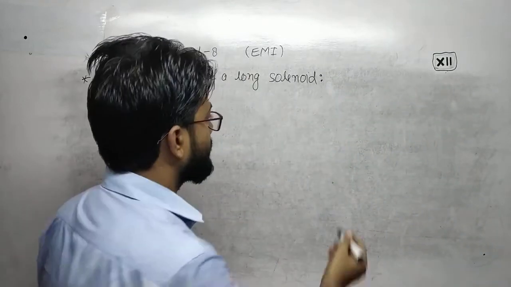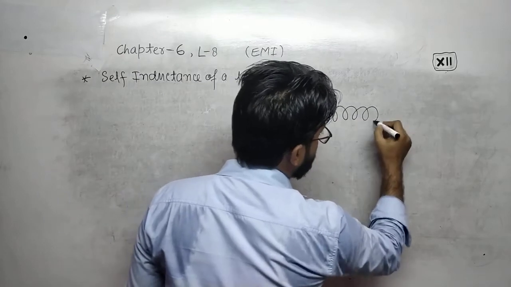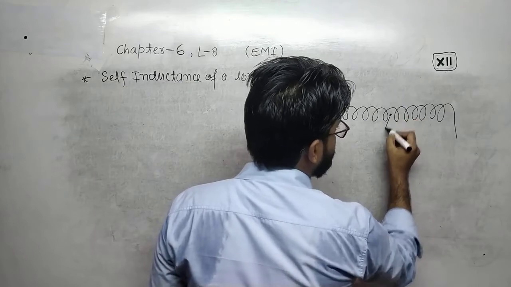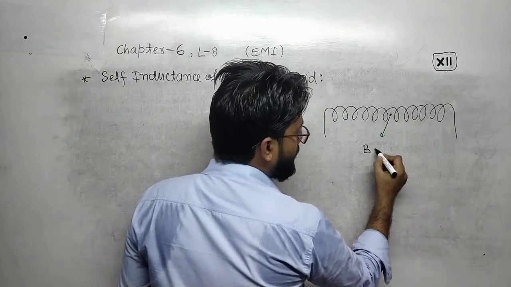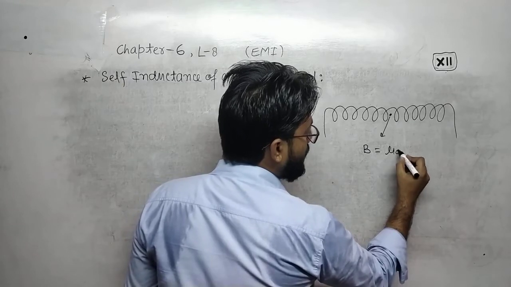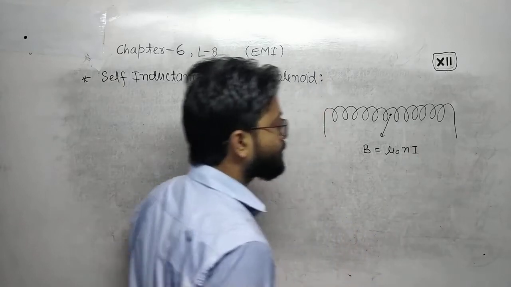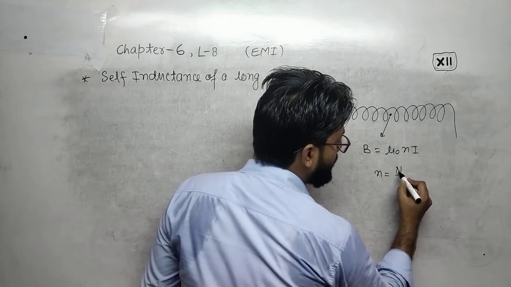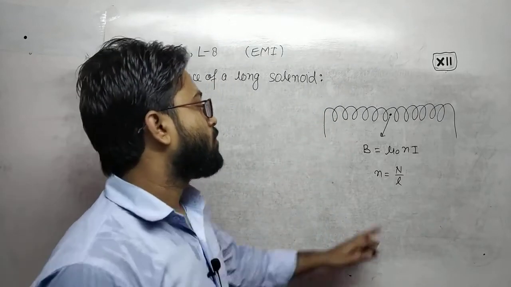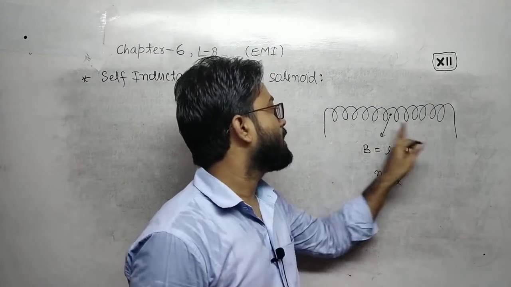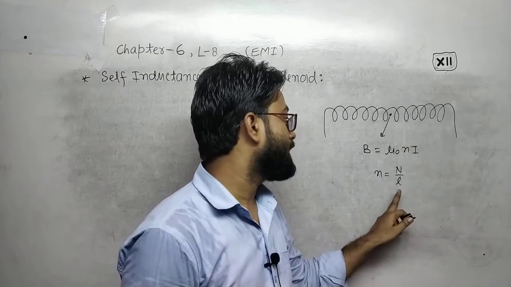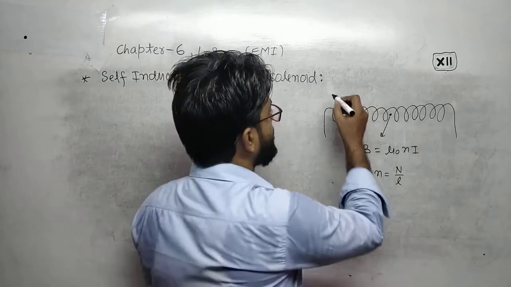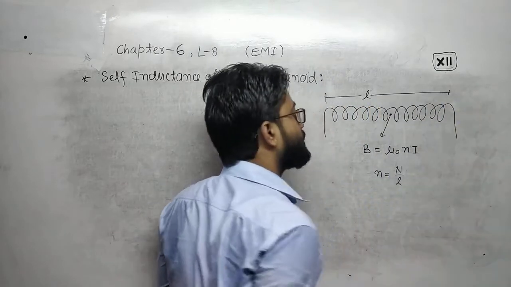We know that if there is a long solenoid like this, the magnetic field inside the solenoid is mu naught n I, where n is capital N upon L. What is capital N? Capital N is the total number of turns in the solenoid, and L is the length of the solenoid. This is L, the total length of the solenoid.